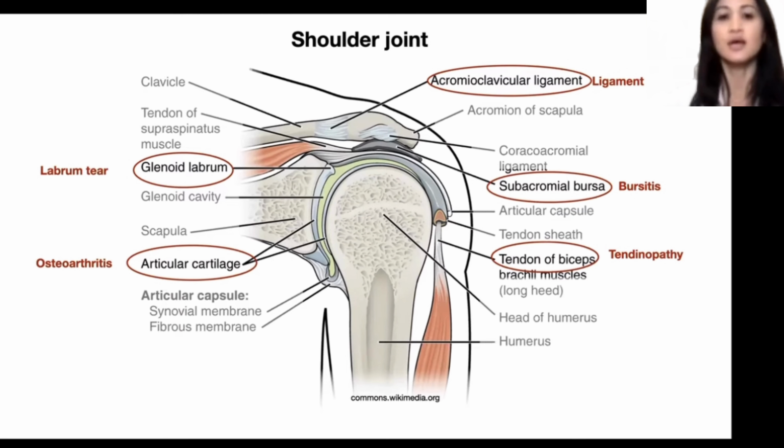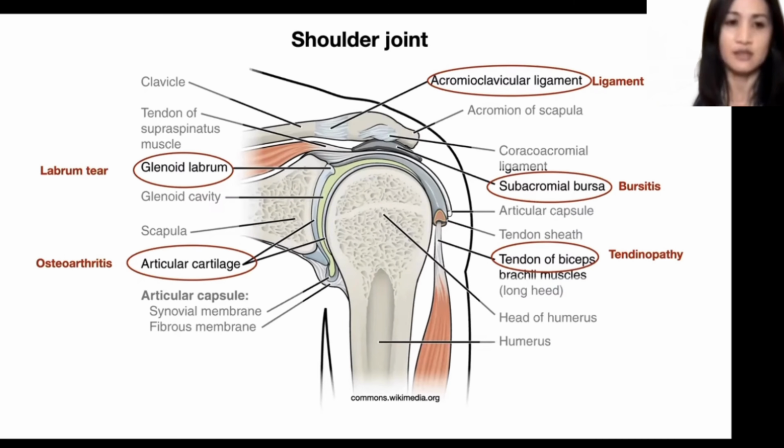joint here. The joint is lined by a cartilage, what we call an articular cartilage, that provides nourishment and support and cushion to the joint. And that is the structure that is affected when you have osteoarthritis. And we will discuss that in more detail in the next slides.